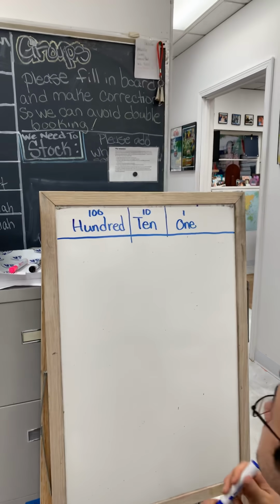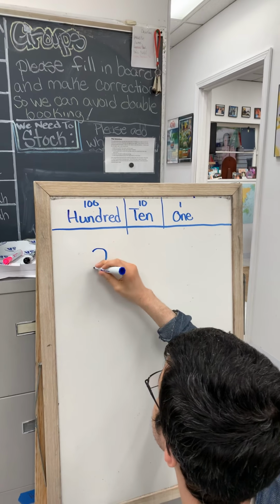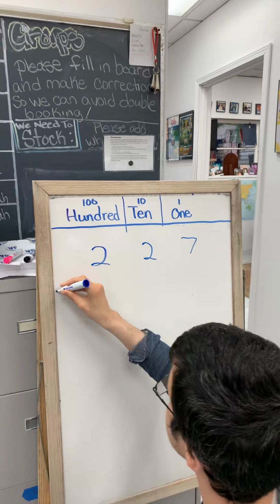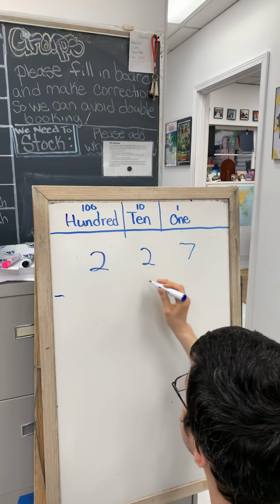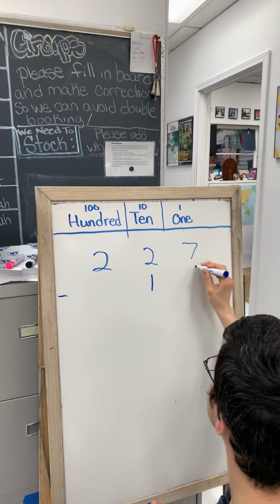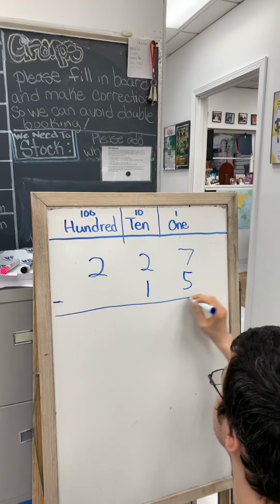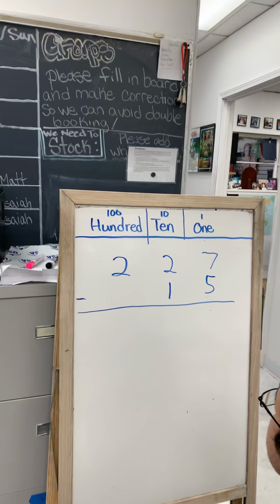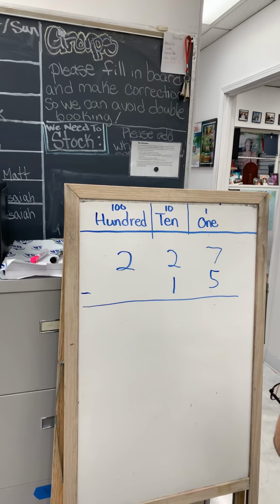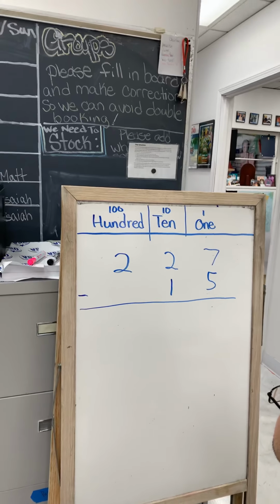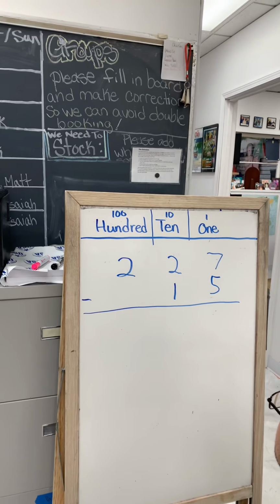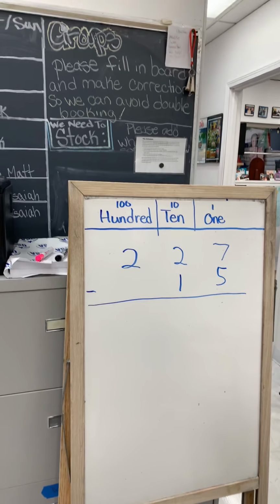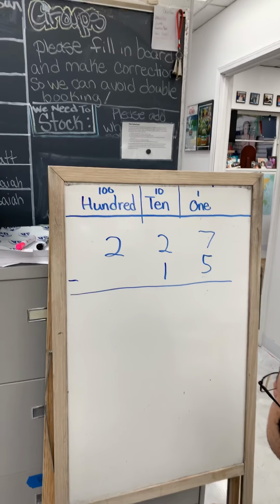227 minus 15. Notice here, this was a little bit of a tricky one. 227 is 2 hundreds, 2 tens, 7 ones. 15 has 0 hundreds, so don't put your 1 in the hundreds space and your 5 in the tens space. 15 has 1 ten and 5 ones.